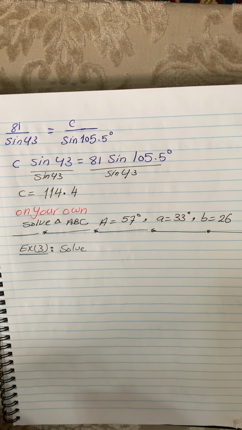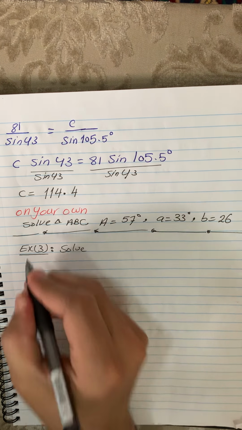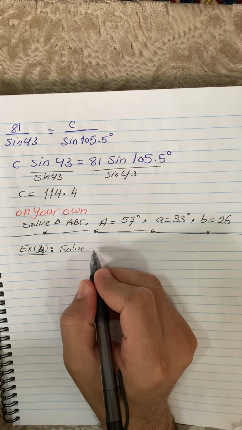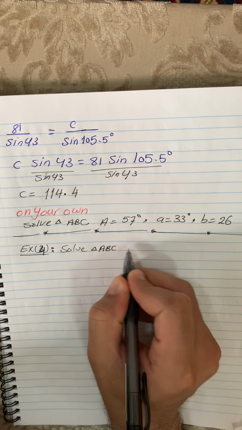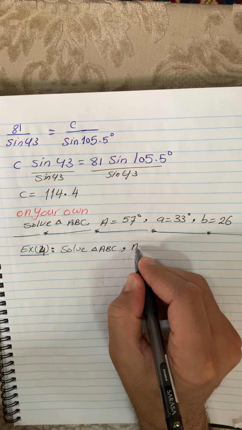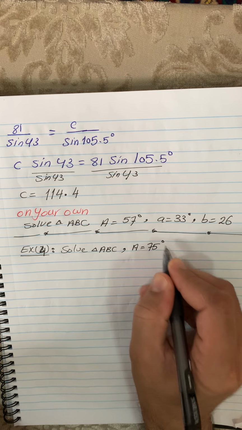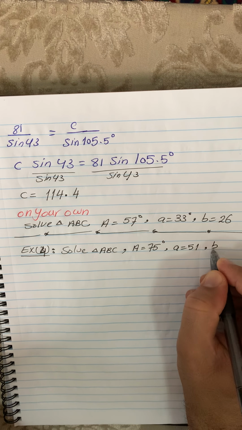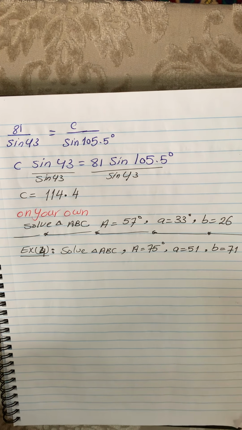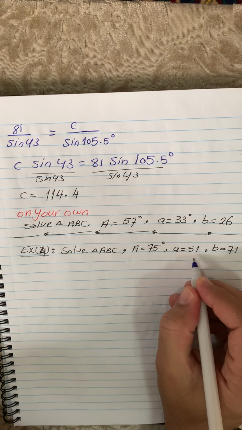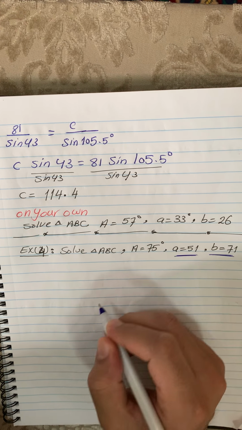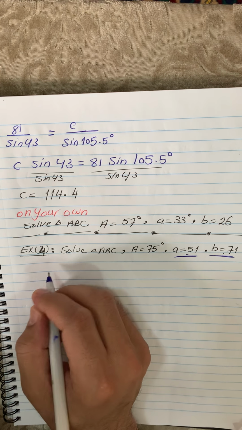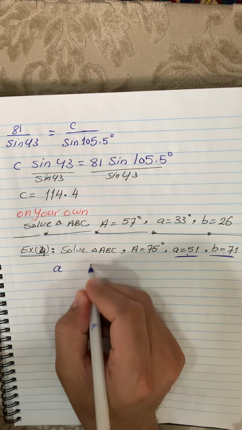And example number four, it says solve triangle ABC. Solve triangle ABC given capital A is 75 degrees, small a is 51, small b is 71. You can see here a is smaller than b. Let's compare a and b sine A.